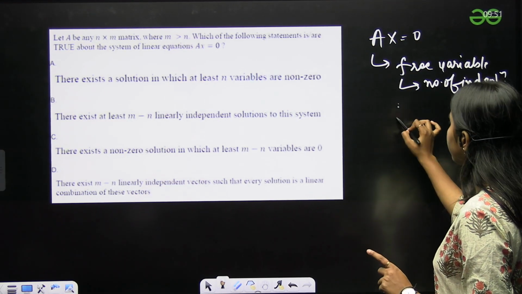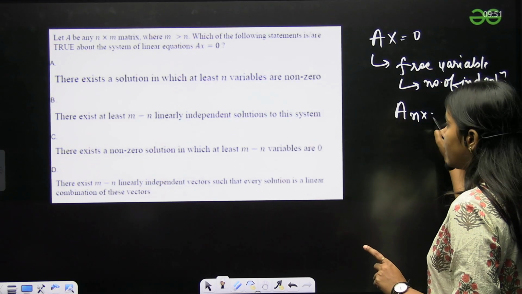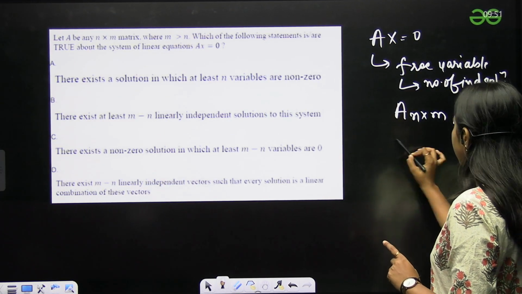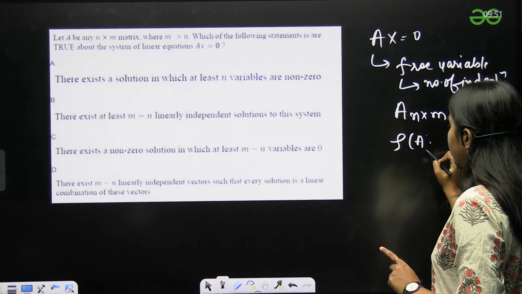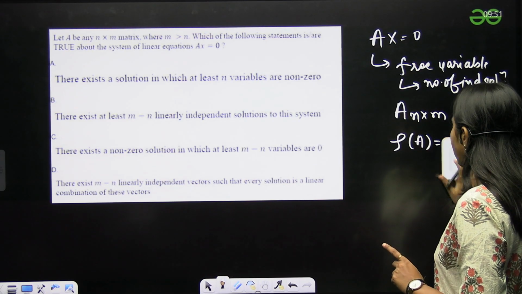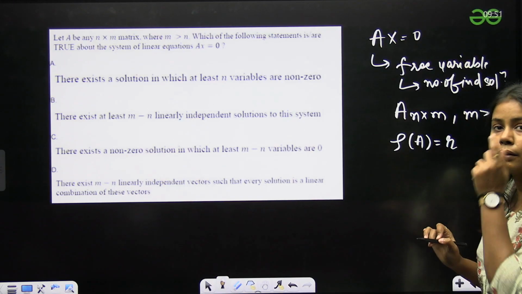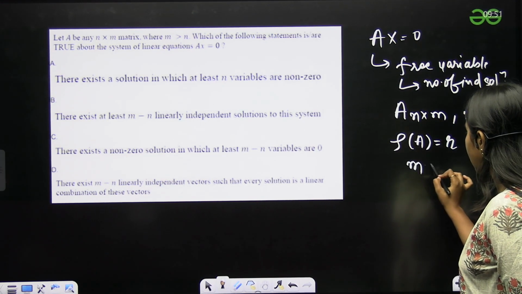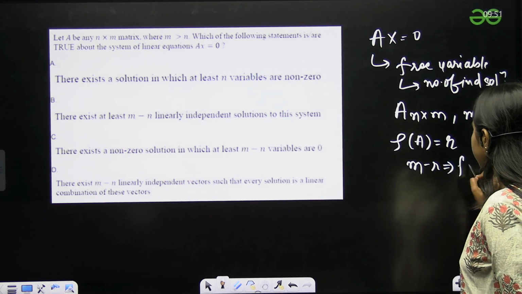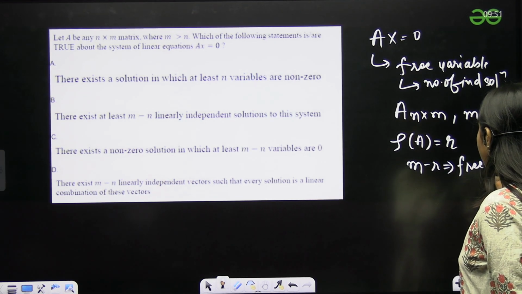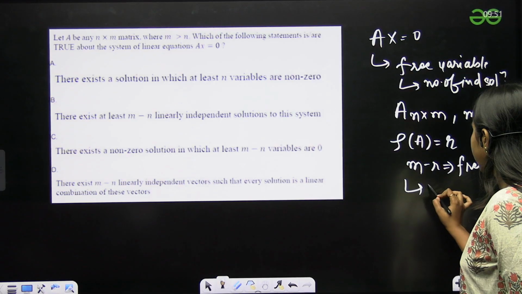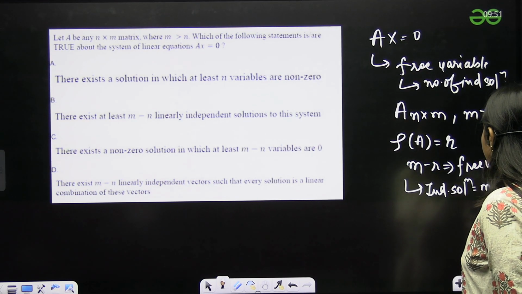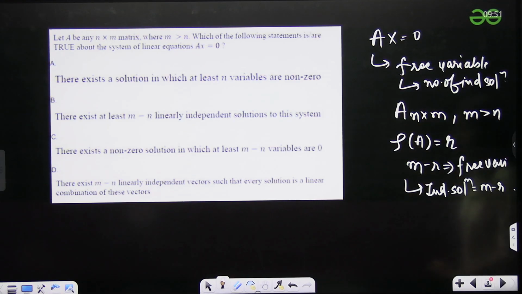A is an m cross n matrix, and m is greater than n. Let's suppose rank of A is equal to r. So what would be the number of free variables? m minus r would be my free variables. So independent solutions would be m minus r. That would be my independent solutions.